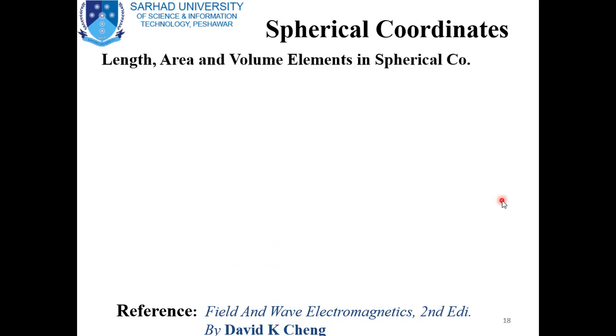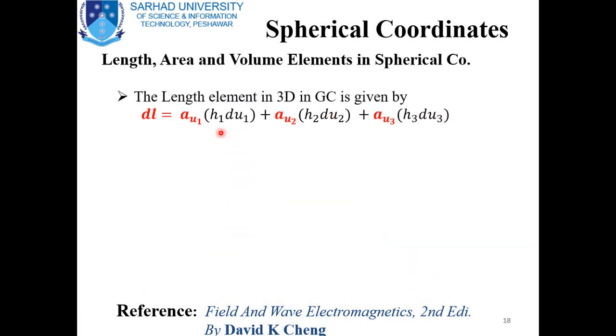The length, area and volume elements in the spherical coordinates. In the generalized coordinates, the length element can be written as dl equal to a u1 h1 du1 plus a u2 h2 du2 plus a u3 h3 du3, in which h1, h2 and h3 represent the metric coefficients, which compensate the dimension of the expression. The left hand side of this expression represents a length dimension, so each term on the right hand side must give a length dimension.